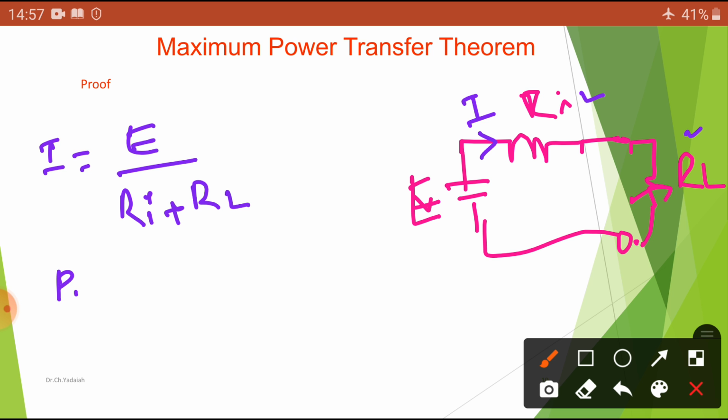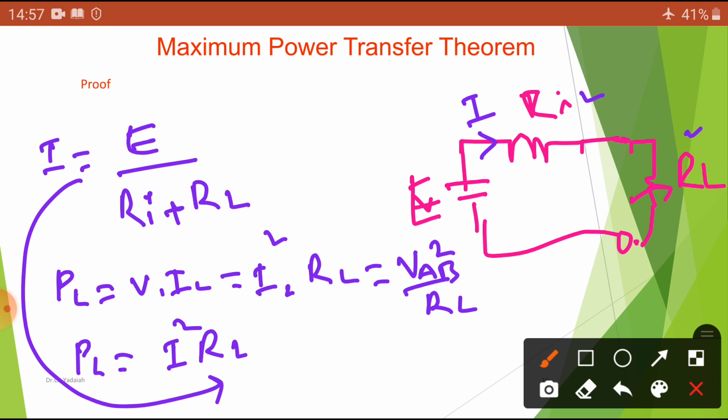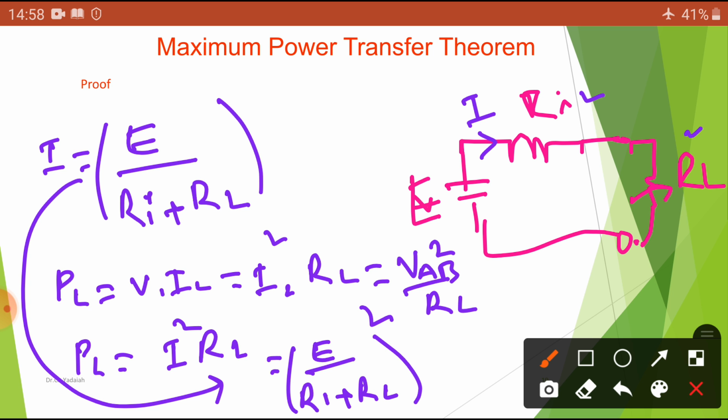Now, I want the power. Power P load, we can write as V into I, or I square RL, or V square by RL, where V is the voltage across the AB terminals and I is the current through the element. So the load power PL is equal to I square RL. Substitute the value of I: E by (Ri plus RL) whole square, into RL. This is the equation, called PL.